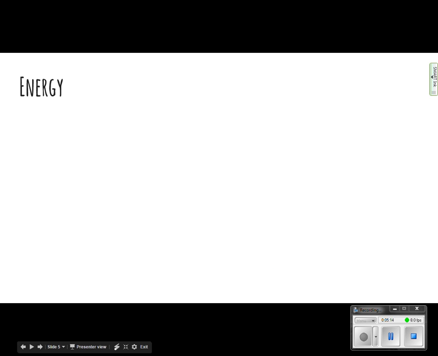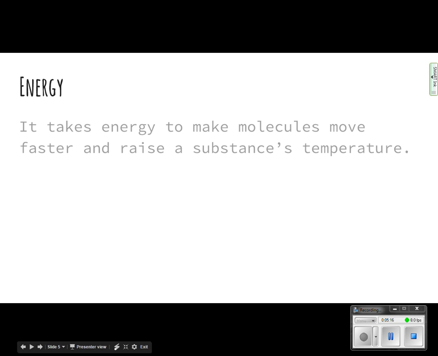Let's talk next about energy. So it takes energy to make molecules move around. Think of it this way. It takes energy for you to move around, so it should also take energy for molecules to move around. The faster they go, the more energy it requires to move them. And also, we can think of it this way. If they're moving faster, that's a higher temperature. So it takes energy to make things go to a higher temperature. And that's no surprise to anybody.